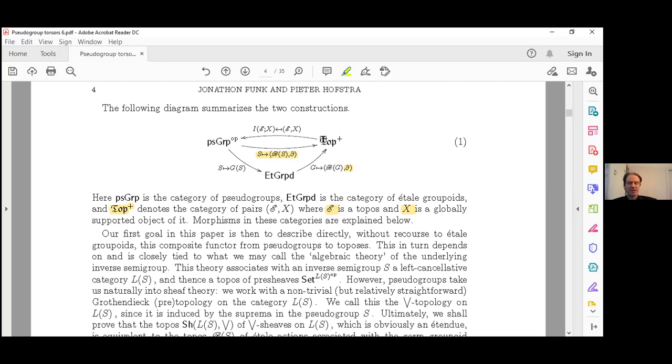Another important aspect of this is that there's a passage back, an adjoint here, which I'm going to call I. It takes a coordinatized topos, which is a topos and a globally supported object, and produces a pseudogroup. This is the basic Kock-Moerdijk construction. They do not describe it this way, but that is how we describe it in our paper. It's the opposite. So this is the main connection I'm trying to illustrate here that we analyze.